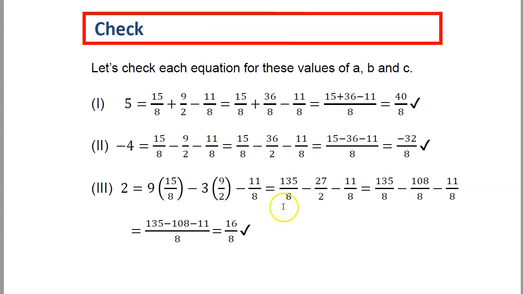Let's check. If we plug each of them into our original equations, 1, 2, and 3, 15/8 for A, 9/2 for B, and negative 11/8 for C, and we add up our fractions, we get 5 equals 40 over 8, that checks. Negative 4 equals negative 32 over 8, that checks. And 2 equals 16 over 8, that checks.